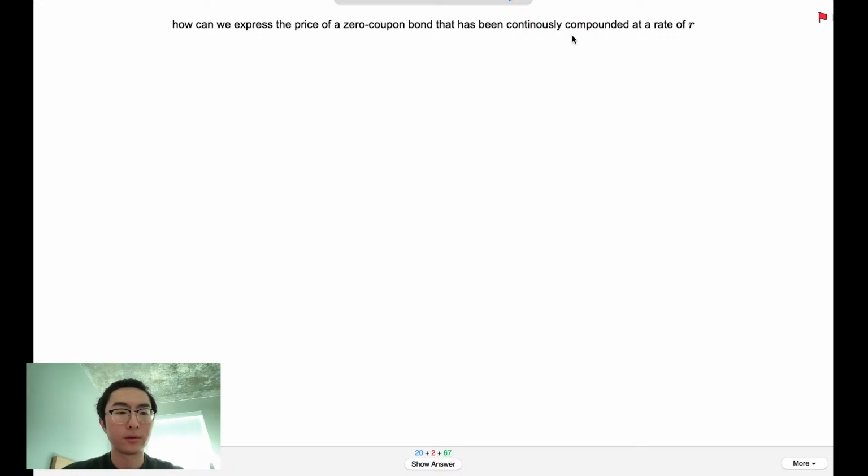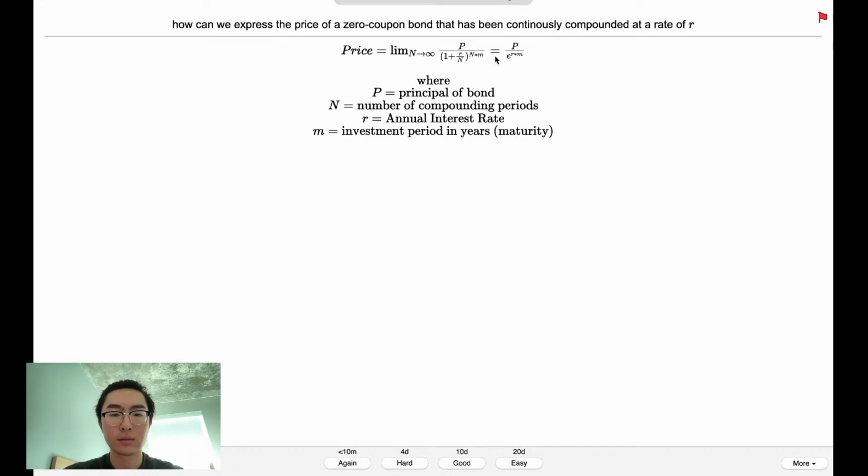Okay, so maybe expressing the price of a zero coupon bond, we could take the future value, the par value, and then divide that by e raised to the r times m, where m is the time period until maturity. I guess r is our annual continuously compounded rate. So we divide that, and that should give us the present value, or the price of a zero coupon bond. Okay. Number of compounding periods.